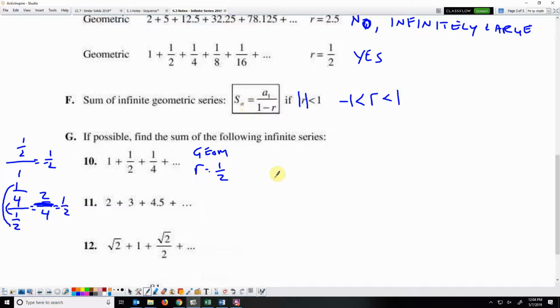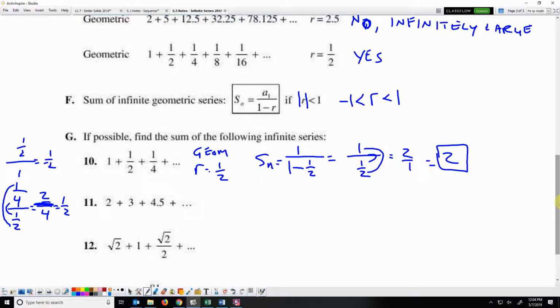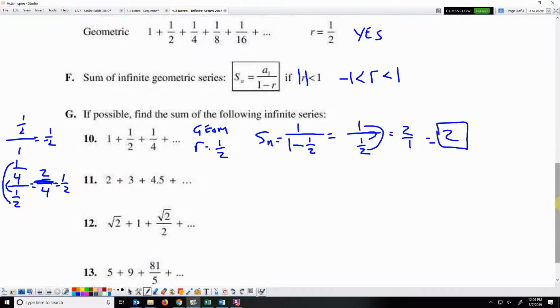So the sum of this infinite series is term 1, which is 1, over 1 minus the common ratio of 1/2. So it's 1 over 1/2, since 1 minus 1/2 is 1/2. 1 divided by 1/2: the outer loop gives me 2, the inner loop gives me 1. The sum of this entire series is 2, or at least infinitely close to 2.